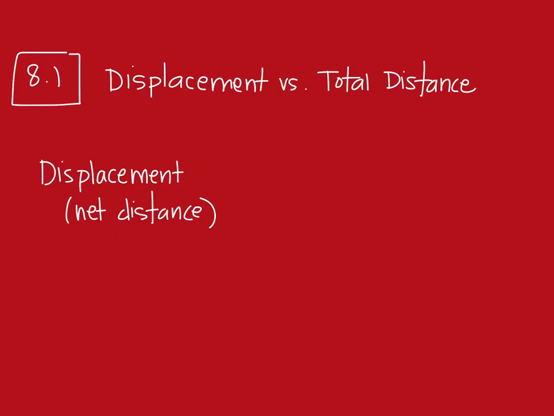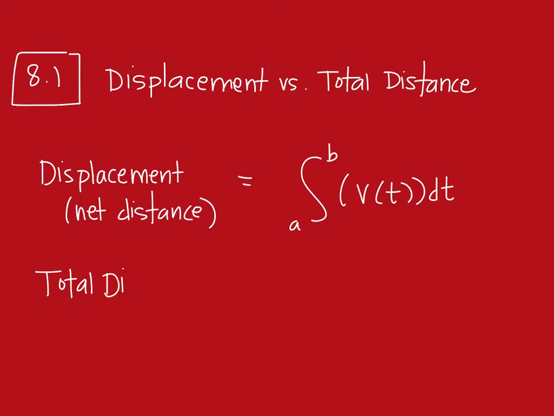The definition of displacement is the integral from A to B of the velocity equation, and that's dt, not dx anymore, because we're talking about time. So you integrate velocity to get distance, plug in the time intervals from A to B, and you'll have your displacement.